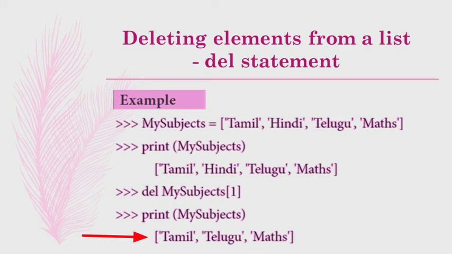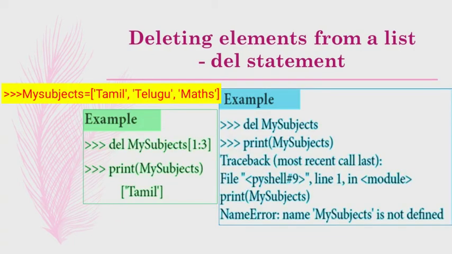Hindi is not here. But if you want to delete multiple elements, suppose from 1 to 3 index positions, you have to write like this. del my subjects within square brackets, write 1:3. Here 1:3 is given, but you have to take the 1 index value and 2 index value, not 3. You have to take only 2 elements, that is 1 and 2. So for this code you will get the output Tamil.